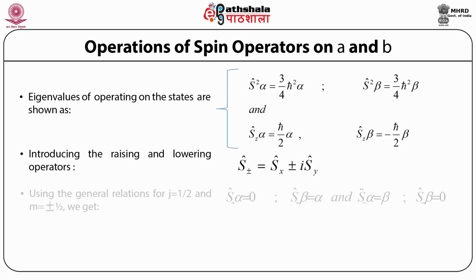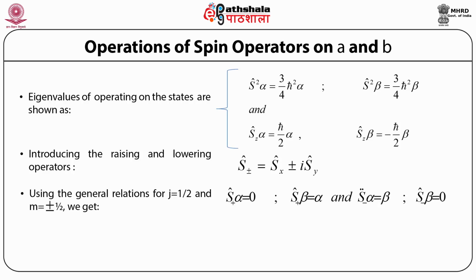And looking at the general relation for j equal to half, where the value of m is plus minus half, that is the magnetic angular momentum gives the value plus minus half, we get similarly over here operator S plus, that is the raising operator acting on the eigenstate alpha gives the value 0, and the raising operator acting on the eigenstate beta gives a value alpha. That means when the raising operator acts on the spin up, it returns a value 0, and when the raising operator acts on spin down, it returns the value spin up.